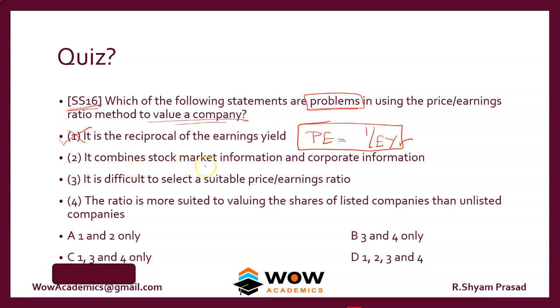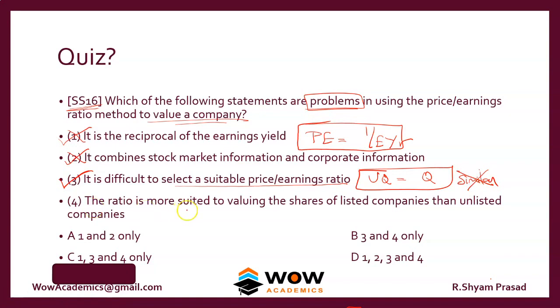It combines stock market information and corporate information. Again, this is true, but he's asking for problems. It is difficult to select a suitable PE ratio. Yes, this is the problem. We cannot find another company which is similar to the company we want to value. So unquoted companies have to be valued on the quoted companies, but they have to be similar. But the problem is they won't be similar.